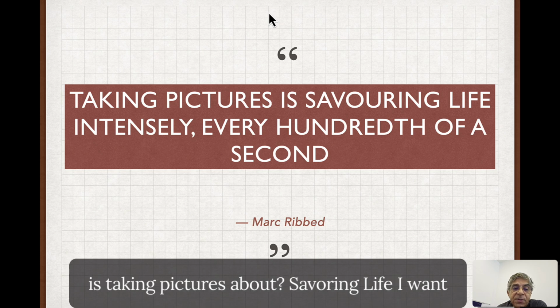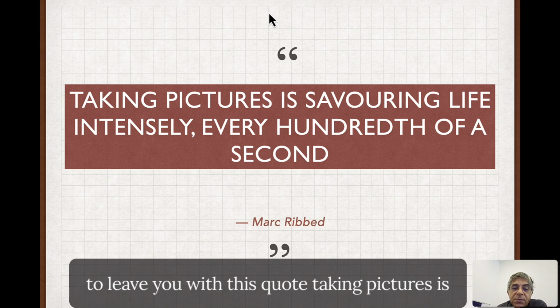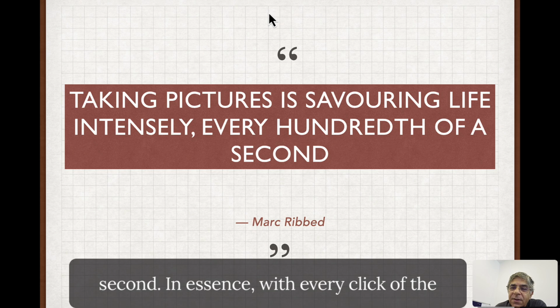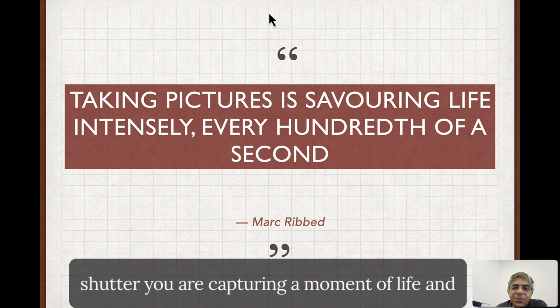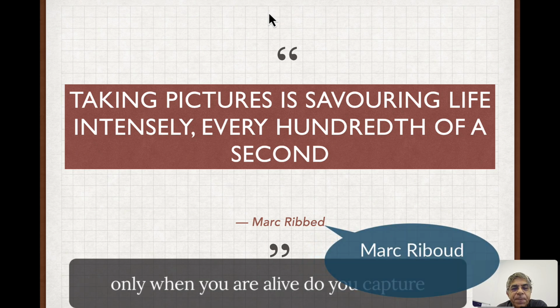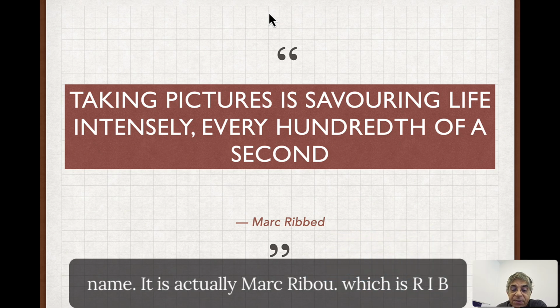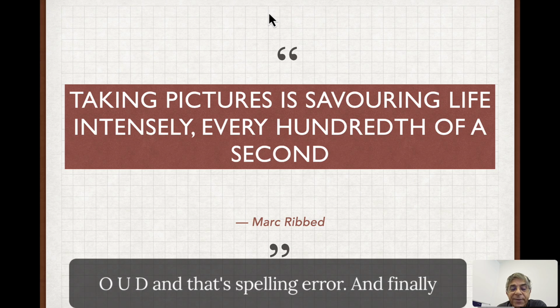So what is taking pictures about? Savoring life intensely. I want to leave you with this quote. Taking pictures is savoring life intensely, every 100th of a second. In essence, with every click of the shutter, you are capturing a moment of life. And only when you are alive do you capture something great. I have misspelled his name. It is actually Mark Riboud, which is Riboud, and that's a spelling error.